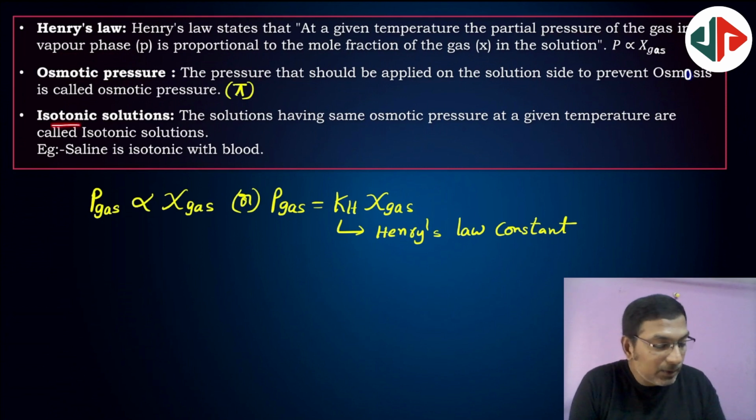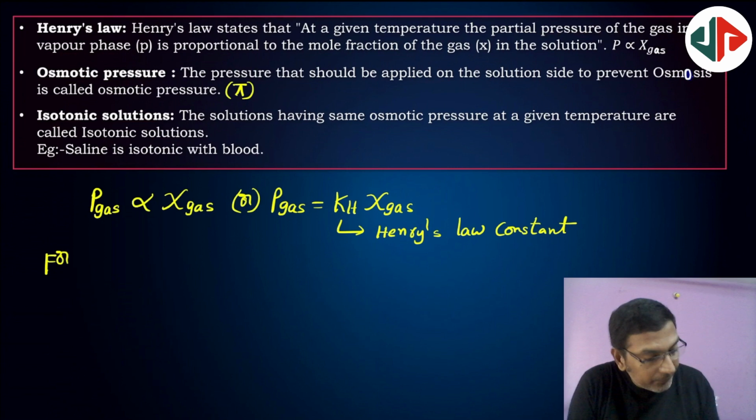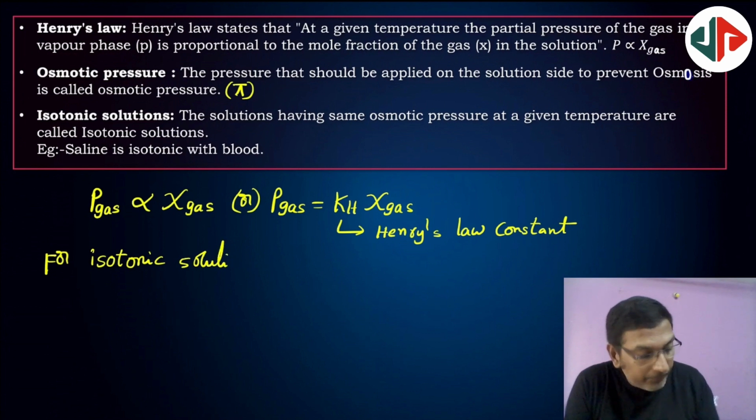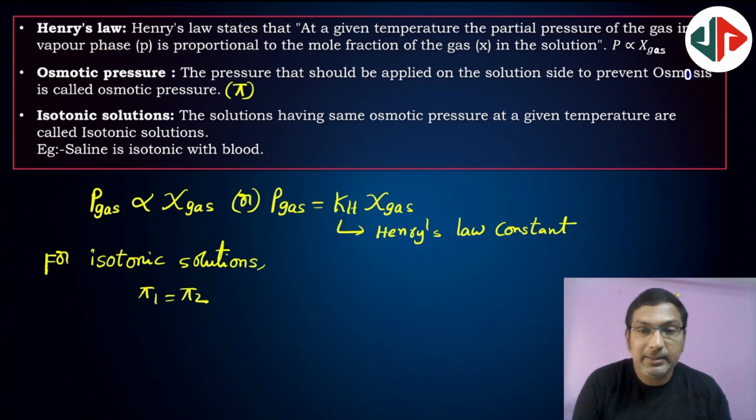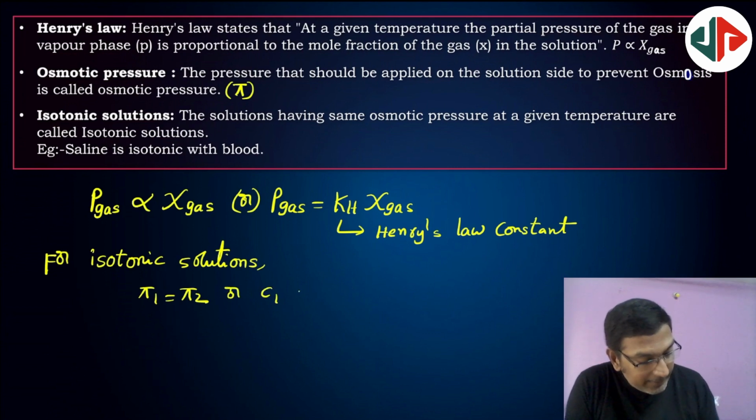So what are isotonic solutions? The solutions which are having the same osmotic pressure at a given temperature are isotonic solutions or iso-osmotic solutions. If you take two solutions, pi 1 equal to pi 2, two solutions are said to be isotonic if they are having the same osmotic pressure, or we can say C1 equal to C2. Concentrations must be equal.